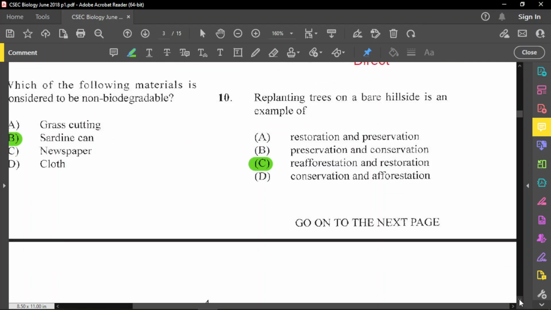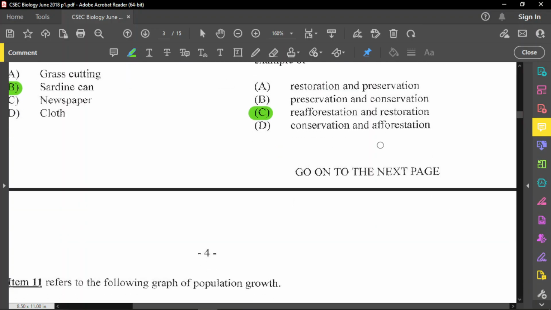All right, so number 10. It said, replanting trees on a bare hillside is an example of what? And this is a repeat question as well. So it is afforestation and also restoration. And just to make a note that afforestation is planting trees where there were no trees before. But conservation would not be the correct one right here because to conserve is actually preserving what was already there. So D is incorrect because of the word conservation.